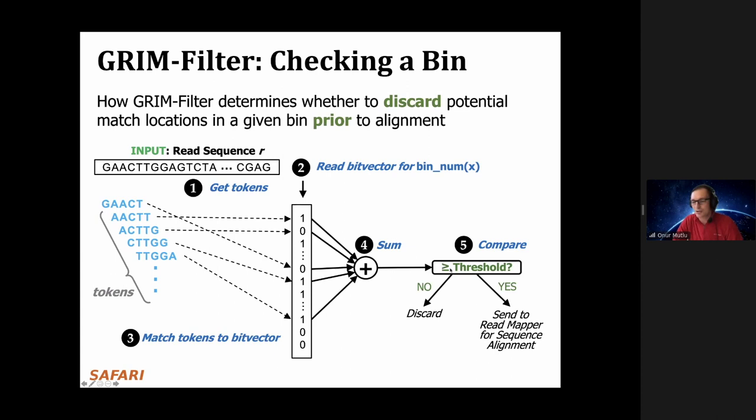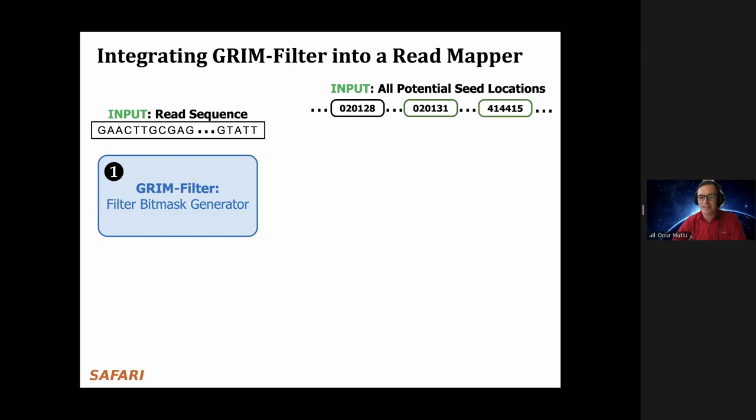You discard because you say that not enough of the tokens in this read exist in this particular bin, meaning that this read is not going to exist in this bin. So I don't want to go and do alignment in this bin. Otherwise, you go and do the alignment in the bin. So that's the idea. This is another filtering mechanism, as you see. And then you integrate this into a read mapper very quickly.